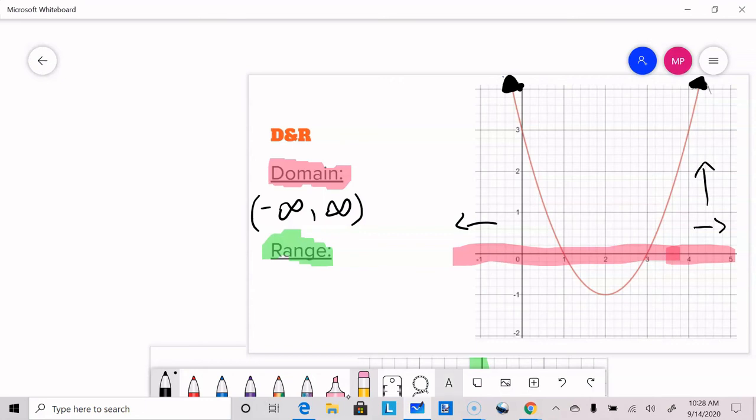Now with the range of this graph, remember that's our y values, that's going up and down.